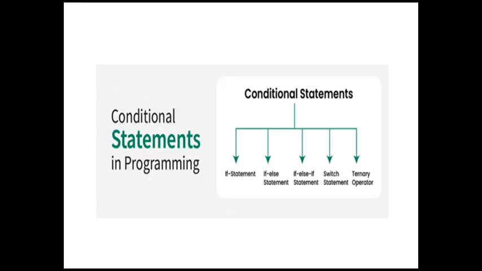Let us see the types of conditional statements: if statement, if else statement, if else if statement, switch statement, and ternary operator. These are all the conditional statements we already use in the C programming language. Let us see them one by one in detail.